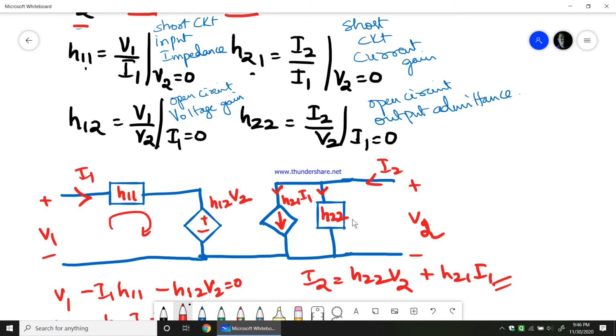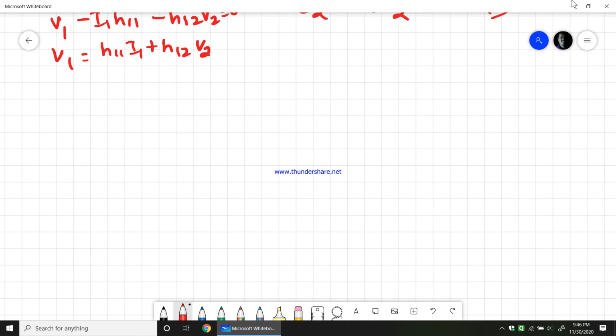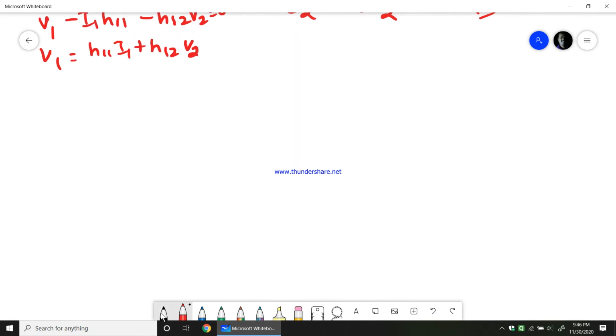So I hope the definition for all the four parameters is clear to you, with all the terms that I have defined for each parameter. Now we will try to learn the relationship between the parameters. Okay, the next discussion is the relationship between parameters.